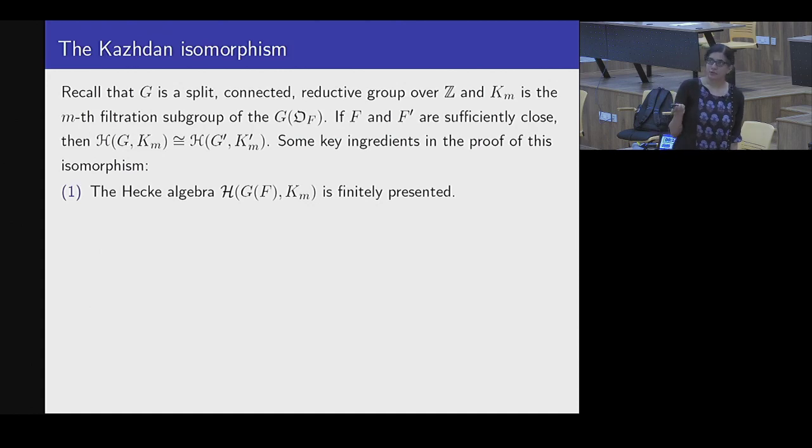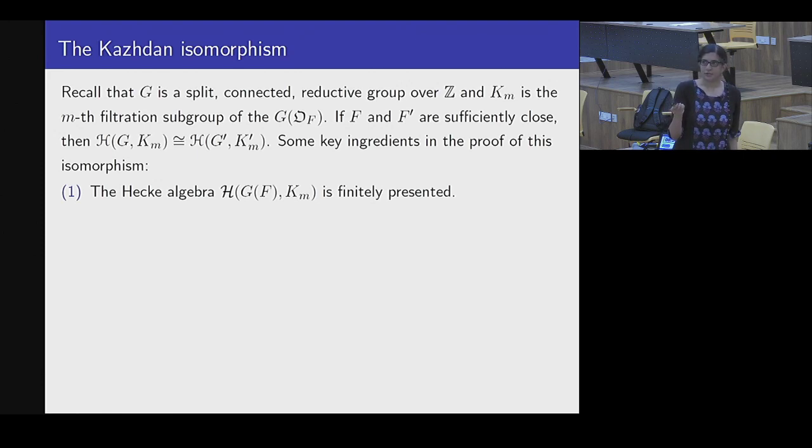Okay. So as I said, there are essentially 3 key ingredients in the proof of the Kazhdan isomorphism. Recall, I have fixed a split connected reductive group over Z. Km is the mth filtration subgroup of G of OF. And if the fields F and F prime are sufficiently close, then Kazhdan's result tells you that these two Hecke algebras are isomorphic. There are essentially 3 key ingredients that one can pull out from this proof that are crucial. One is that this Hecke algebra is finitely presented. This is true fairly generally.